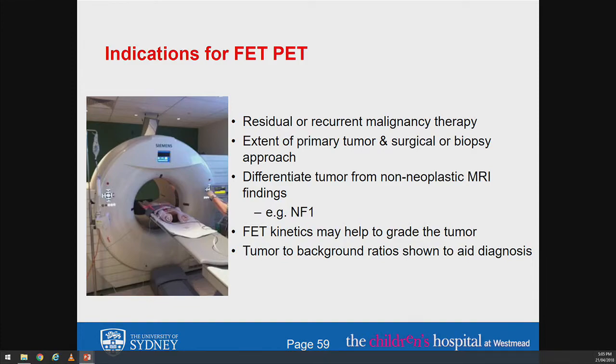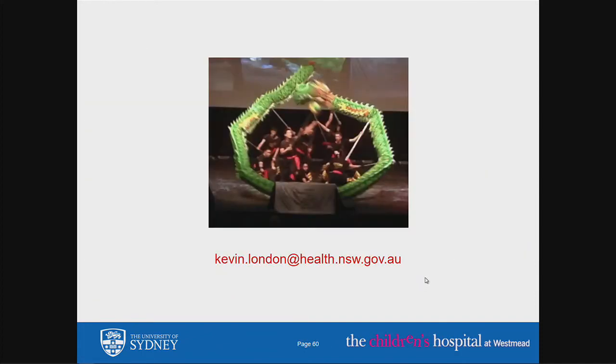So the indications for FET PET, at least in our institute, would be to determine residual or recurrent malignancy after therapy, to determine the extent of the primary tumour when planning surgery or a biopsy, and to differentiate tumour from non-neoplastic MR findings, particularly in the subgroup of NF1 that can have non-specific T2 hyperintensities. FET kinetics may help grade the tumour. There's some data on that, but it's difficult to implement in practice. And tumour-to-background ratios have various cutoffs that can help in interpretation. That's the end, and I'm happy to take questions if there's time.